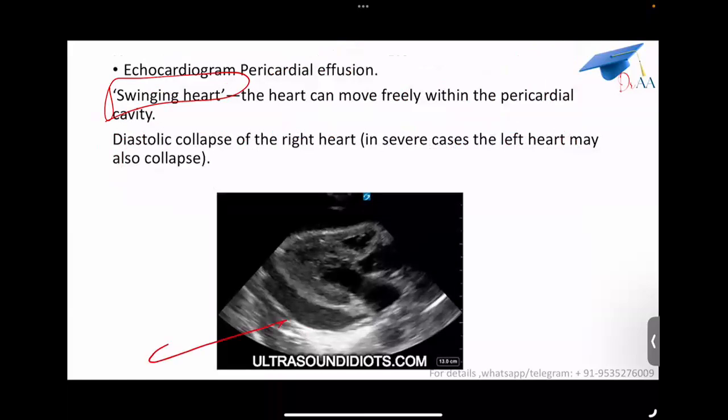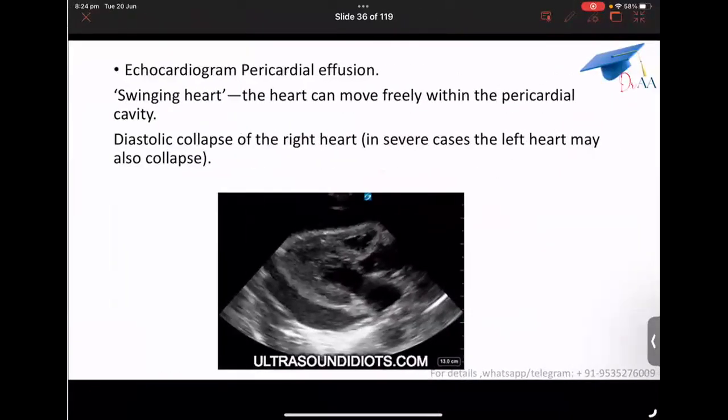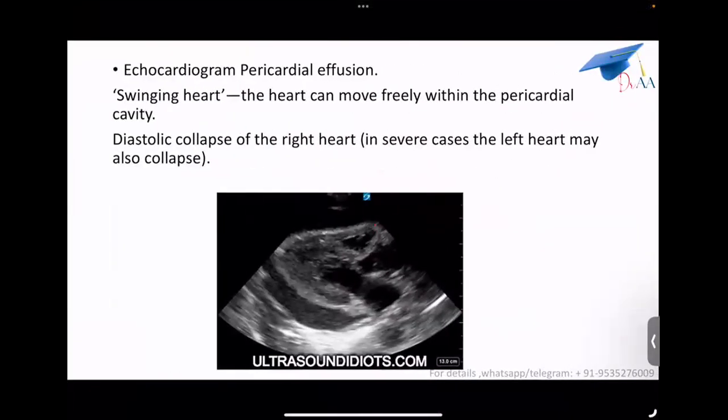This is the echo picture which shows this black thing, what you're seeing here, that is nothing but pericardial fluid. What you can really appreciate here is the right ventricle, which is getting collapsed. This is a classical echo finding for cardiac tamponade. So they can give you an image of an echo and ask you to diagnose. First look out for the ventricles, look out for the myocardium. Surrounding the myocardium, is there any black color fluid? What you see here is the black color fluid. If you're seeing it, then yes, it is a pericardial effusion.